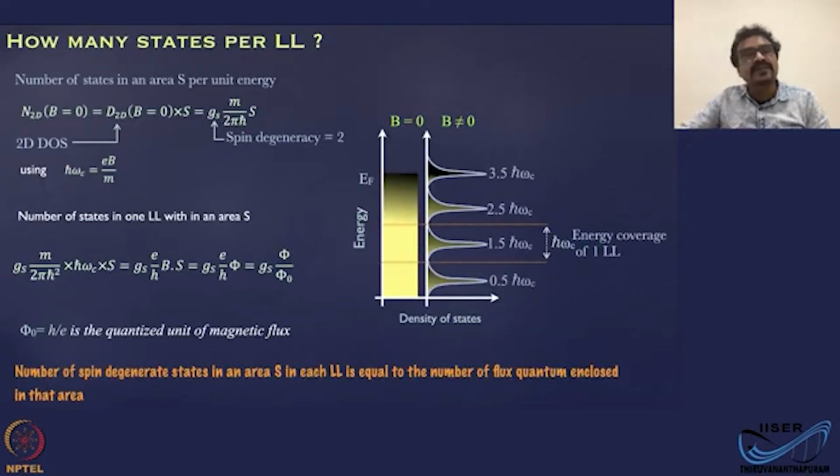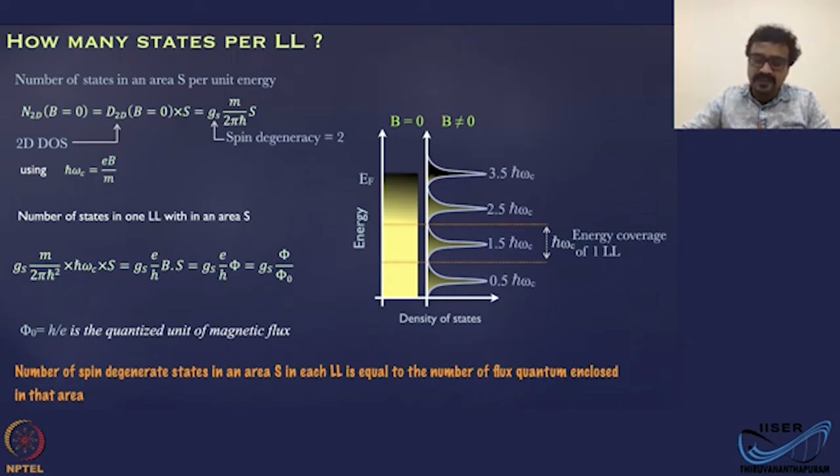So the first question that one would like to ask is, how many states are there in each Landau level? These Landau levels are defined in the K space. So how many states are possible in the Landau level?